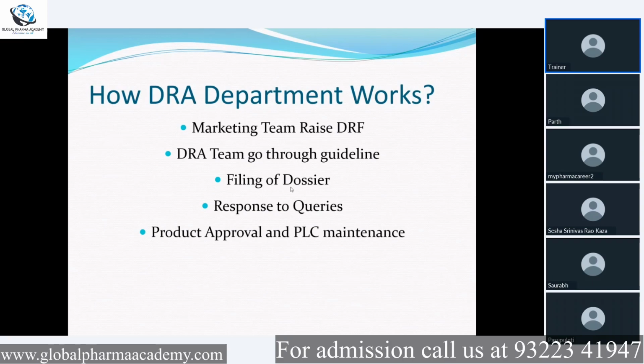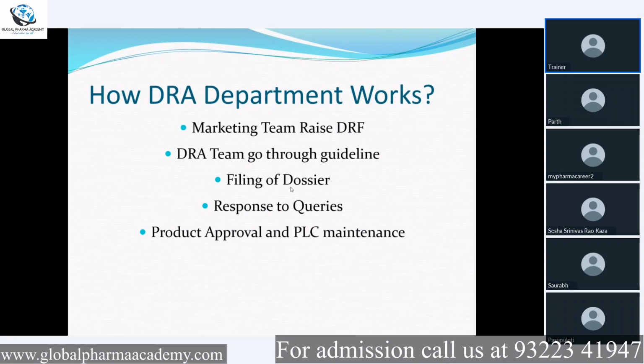DRF means dossier request form. It is a system. This word will vary from company to company, but in most of the companies, 2 to 3 companies, I have seen this type of form while requesting the dossiers to the regulatory authority by the marketing team.